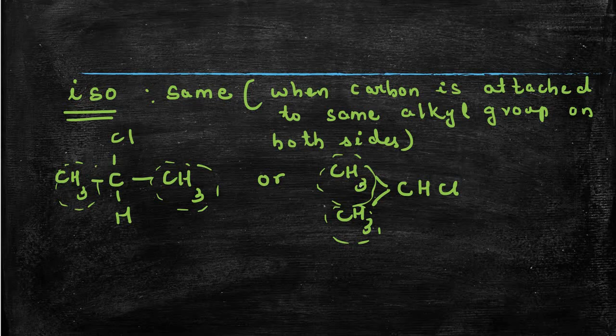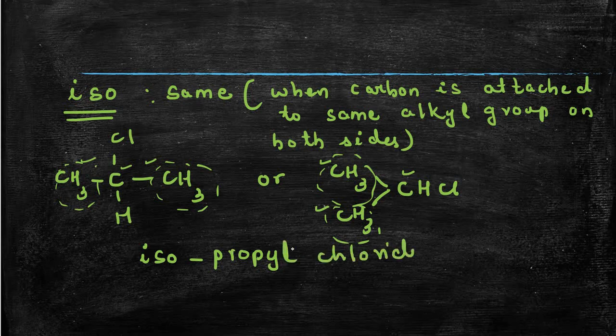So what is the name for this one? It will be iso. Again we have to see how many carbon atoms are there: 1, 2, 3. So it is isopropyl chloride. That is the common name for this compound. Now when we move on to the IUPAC name, it will be 2-chloropropane.